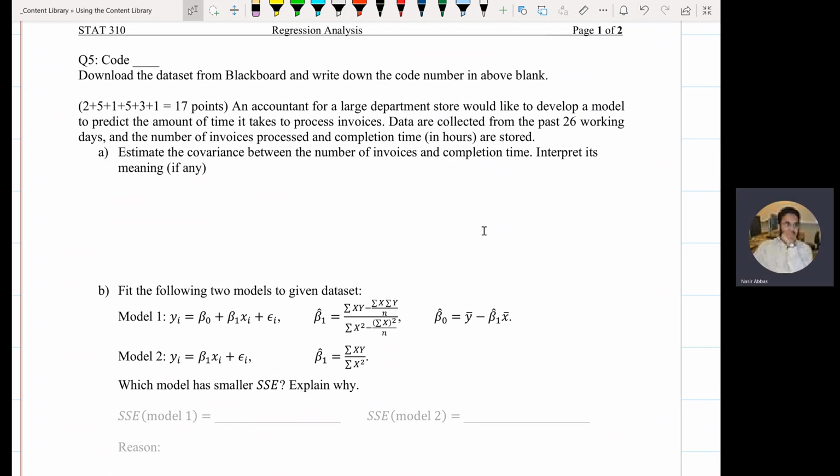Part B, fit the two models. It says fit the two models, one with intercept, second without intercept. Question says which one has the smaller SSE? Why? So you have to put the SSE of model 1 there, just the value. SSE of model 2 there, just the value. And you have to tell which one is smaller and give the reason why that one has smaller SSE. Which one will have smaller? With intercept or without intercept?